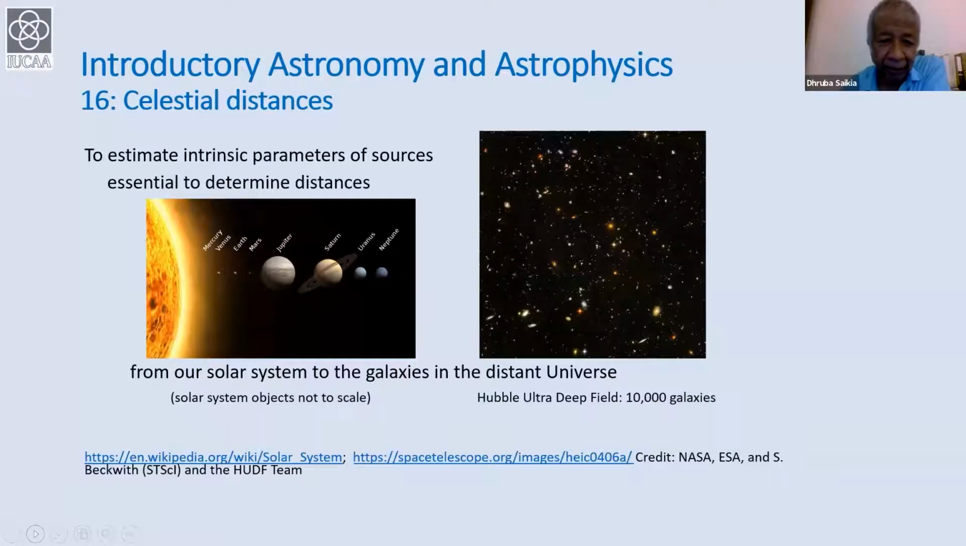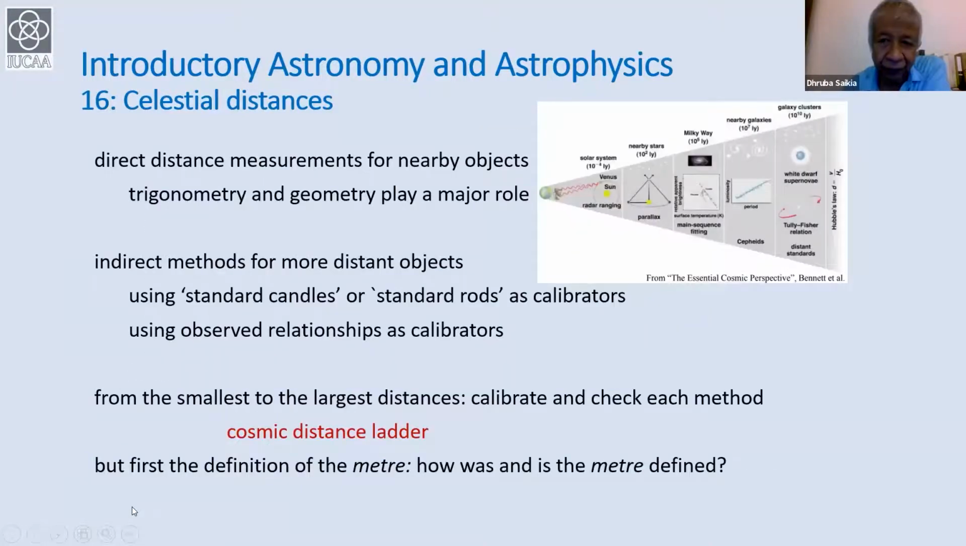But the history goes back to the Greeks, actually, to ancient times, when people tried to measure not only the size of the Earth, but also distances to the moon, for example. Direct distance measurement for nearby objects is where trigonometry and geometry have played a major role. Indirect methods use objects which can be used as standard candles or standard rods.